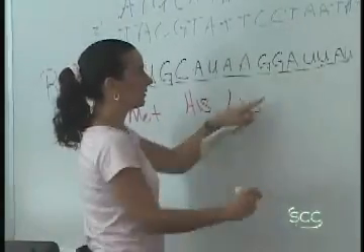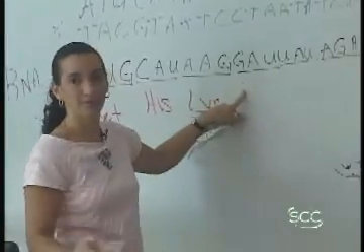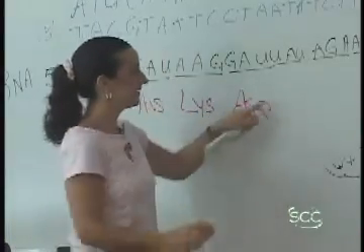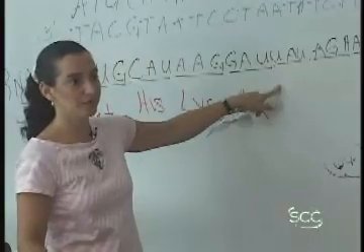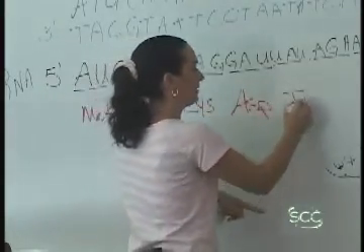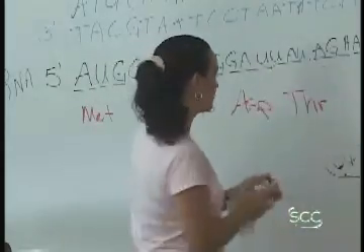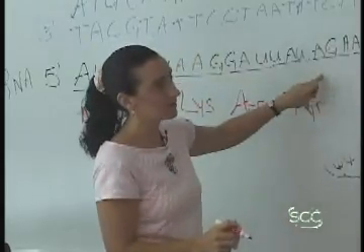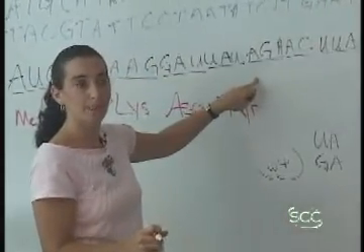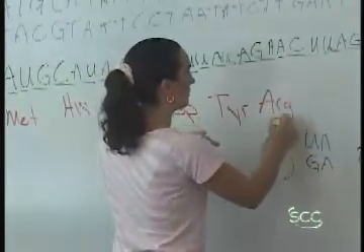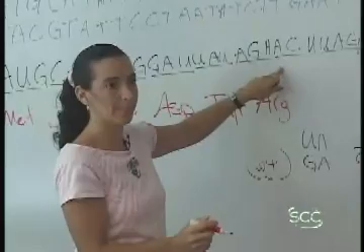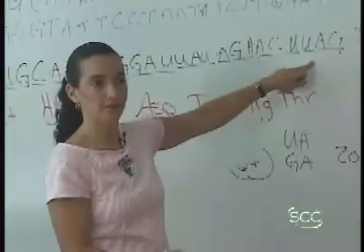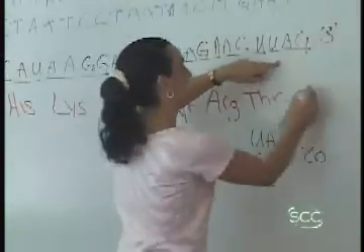Lysine? GAU. Everybody see how to read that chart? Asparagine. UAU? THR? Serine. AGA? Oh, TYR? Tyrosine. Tyrosine. TYR. AGA? ARG? ACU. And UAG. Stop.